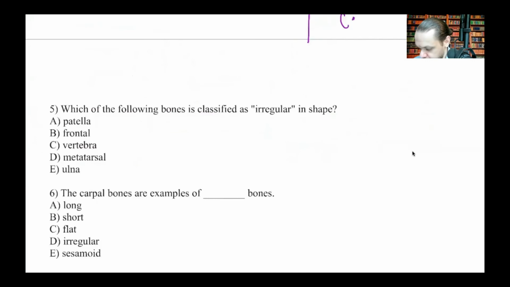All right. Get to 5. Would you like to do 5 since you asked that question? Sure. Which of the following bones is classified as irregular in shape?